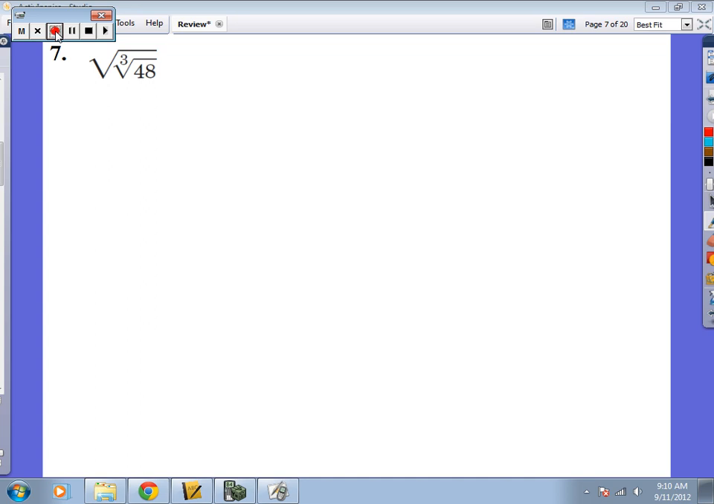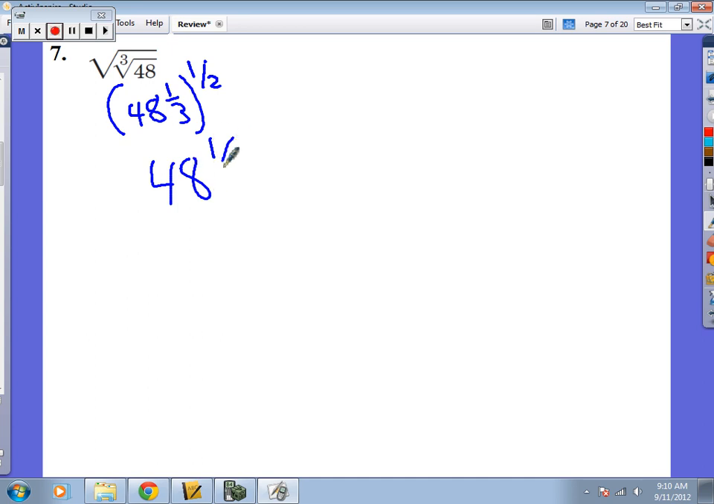Okay, so your first step is to take the inside cubed root of 48 and morph it, and that gives you 48 to the 1/3. Then you put that in parentheses and you morph the second one, which gives you a 1/2 exponent. The next thing you do is you times the exponents, and that gives you 48 to the 1/6, and then you can morph that to the 6th root of 48.